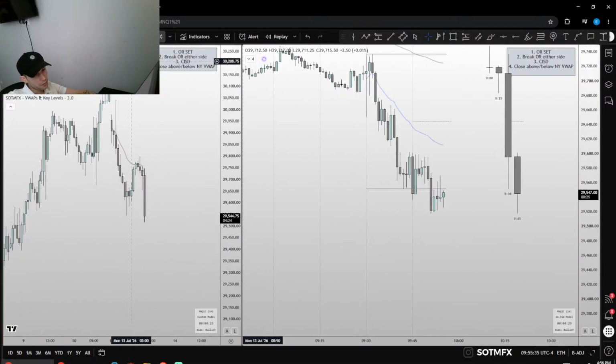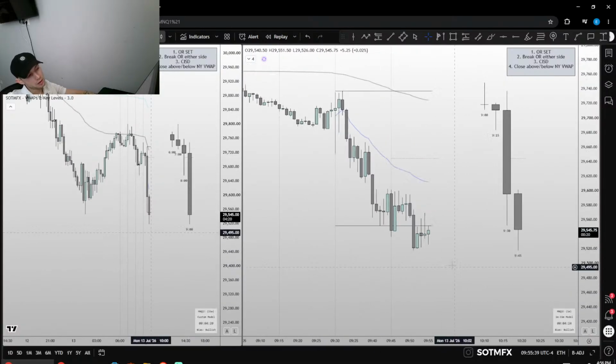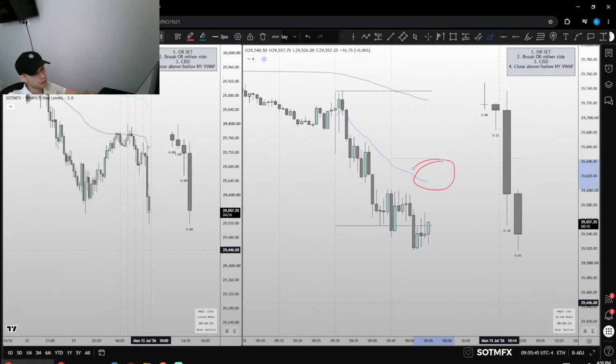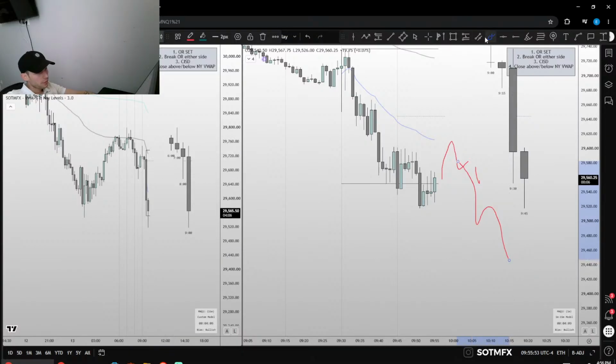My higher time frame says that price is bearish right now, and my lower time frame says the same thing, because price never closed above the New York yet. So there is potential for price to just continue pushing lower.